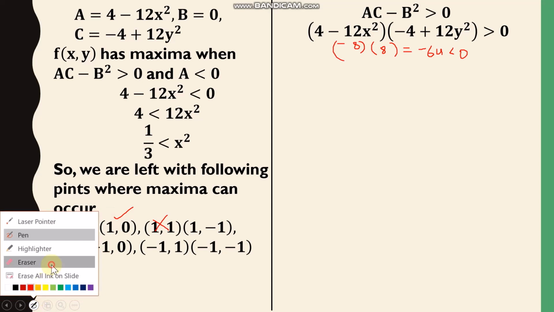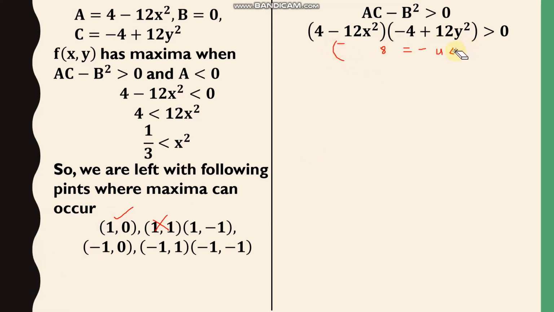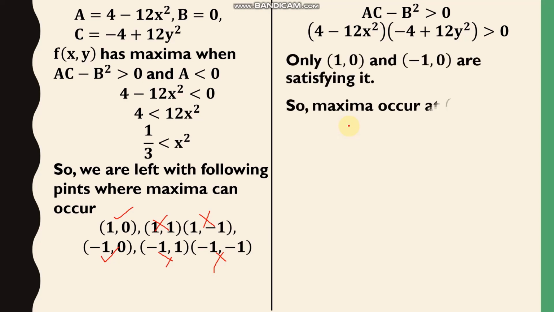Then check for 1 and minus 1. If you put x equal to 1 here, you get minus 8. If you put y equal to minus 1 here, you get 8. So again, negative will come. So 1, minus 1 is also not satisfying this. You can check for minus 1, 0, it will satisfy. This will not satisfy, and this will also not satisfy. You can check it yourself. So only 2 points are satisfying these conditions. So these 2 points are the points of maxima. So this completes this question.